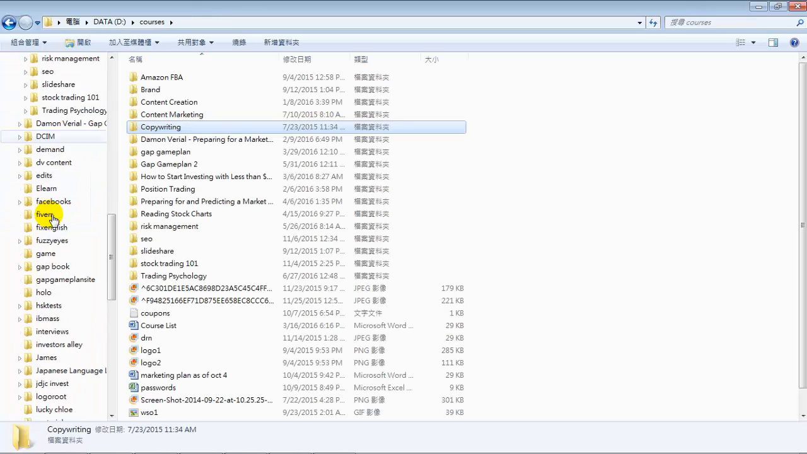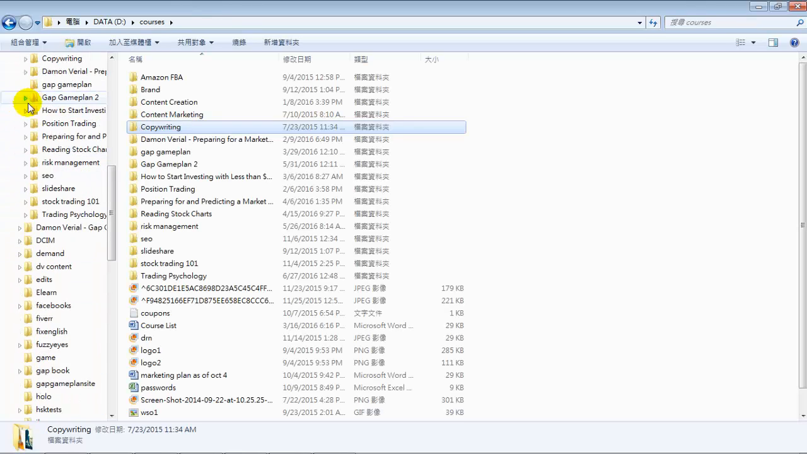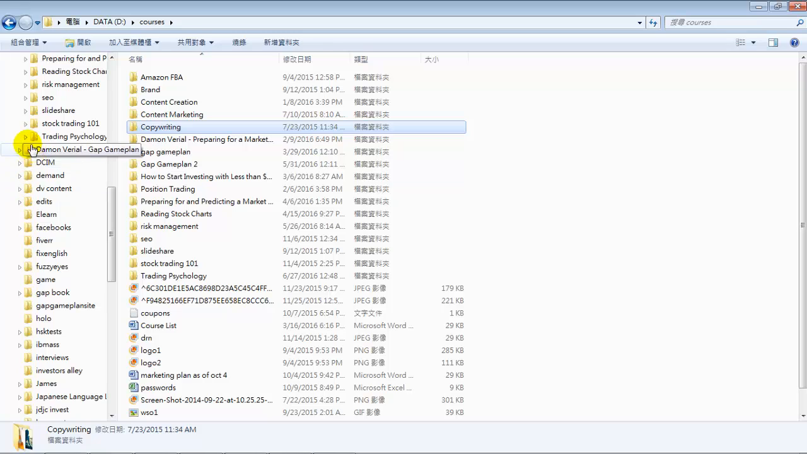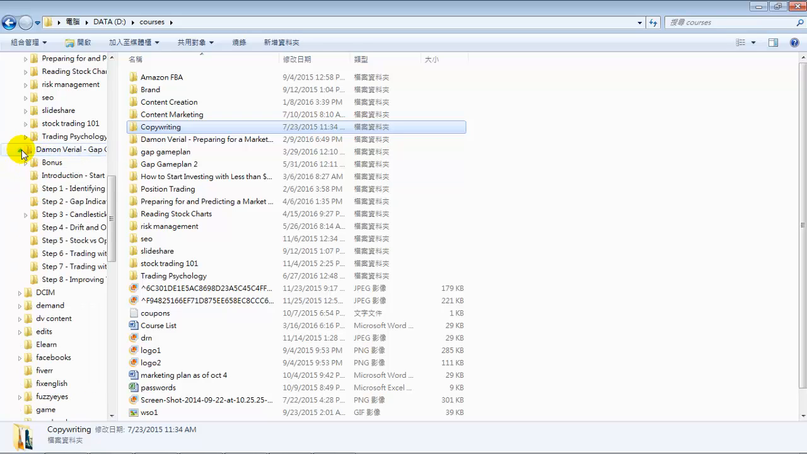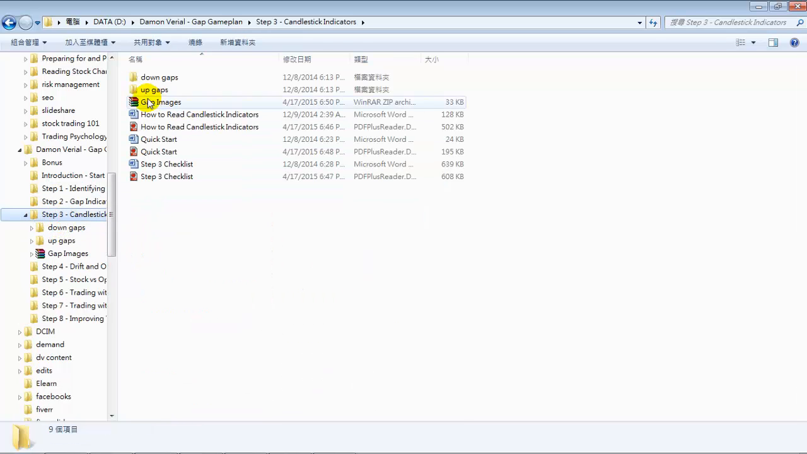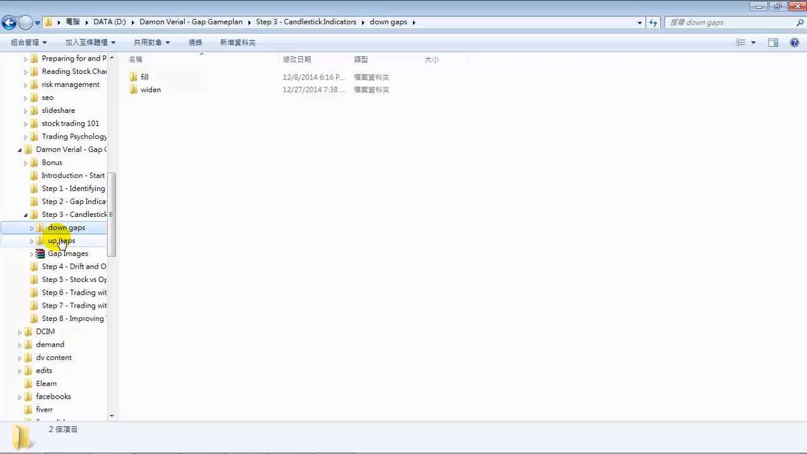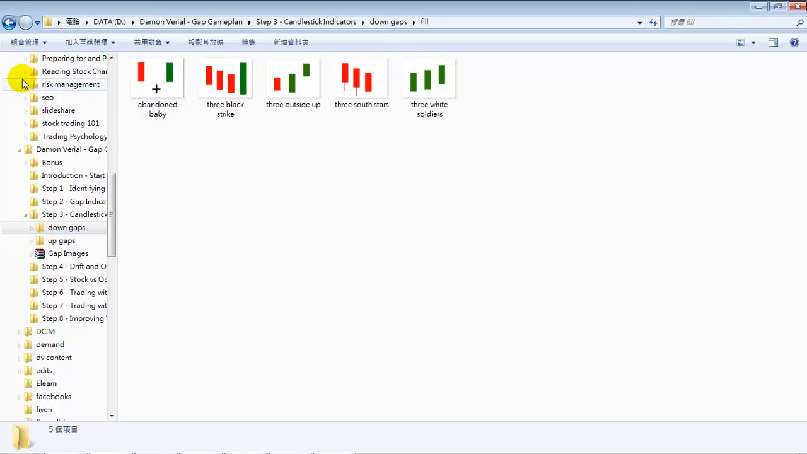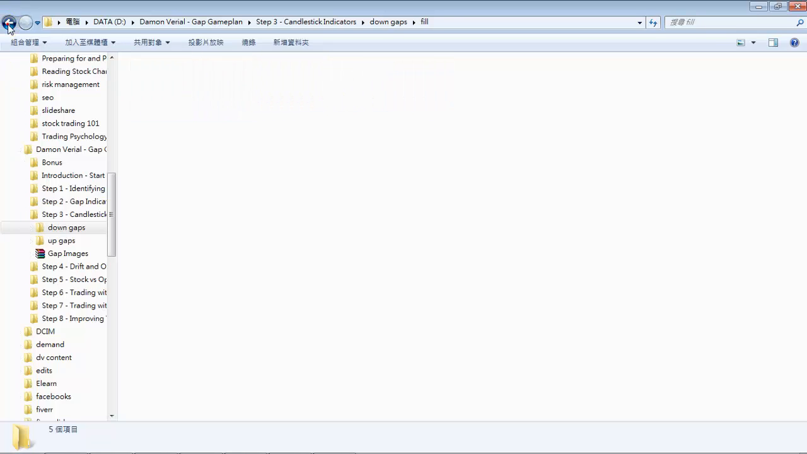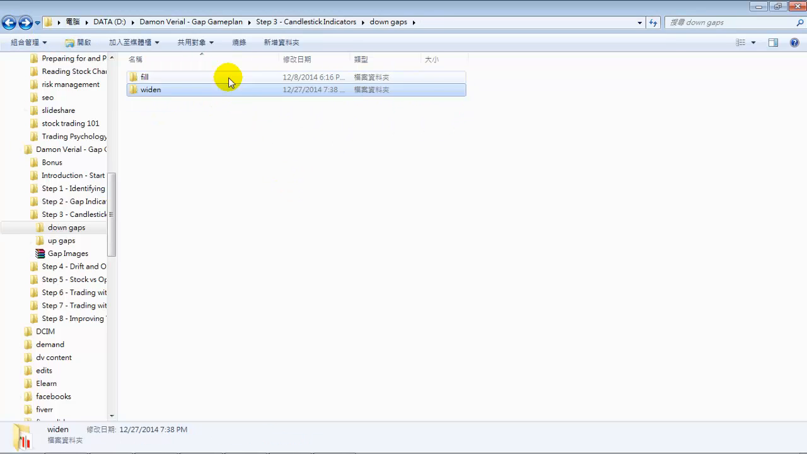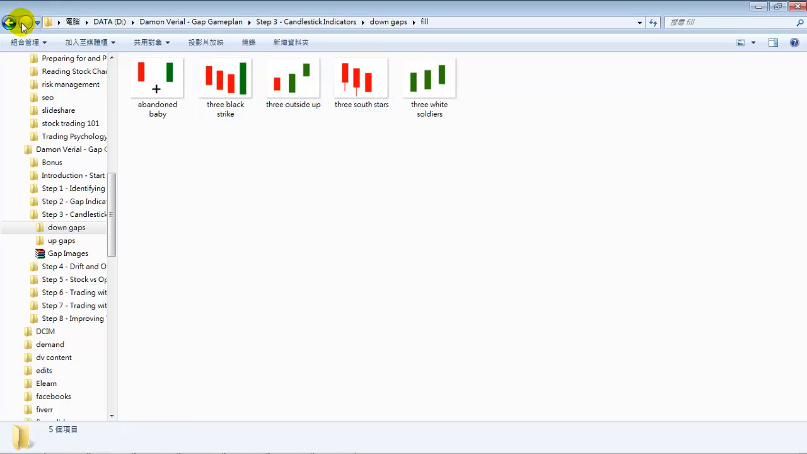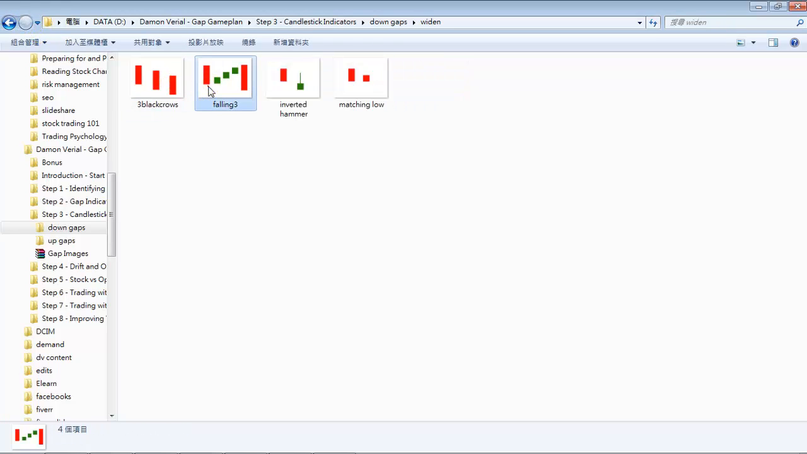Here we are. So in the Gap Gameplan course, when you downloaded it, you got step 3, which has 2 folders, and in those folders I show you what happens after a gap and the candlestick patterns you should be watching out for. Now, if you wait 2 to 5 days, you're going to see whether these occur or not. The shortest one is a 2-day pattern, and the longest one is, as we just saw, a 5-day pattern. That's why I say wait 2 to 5 days.